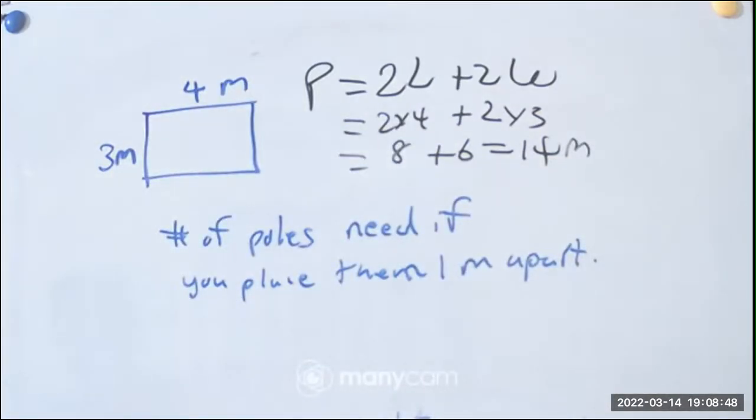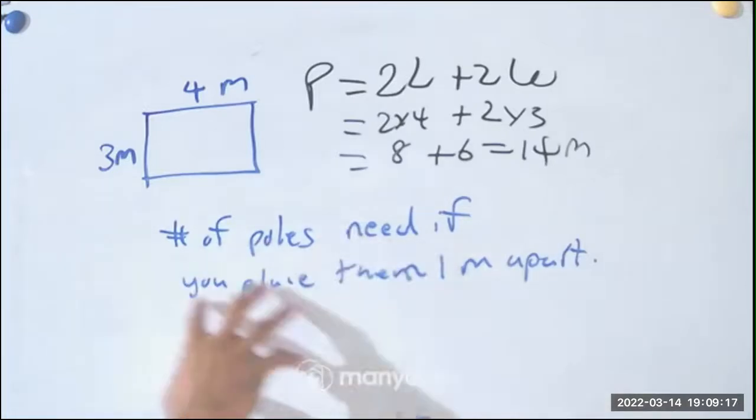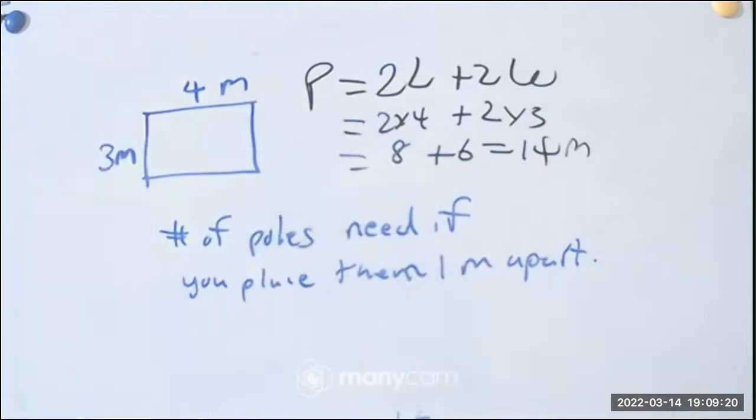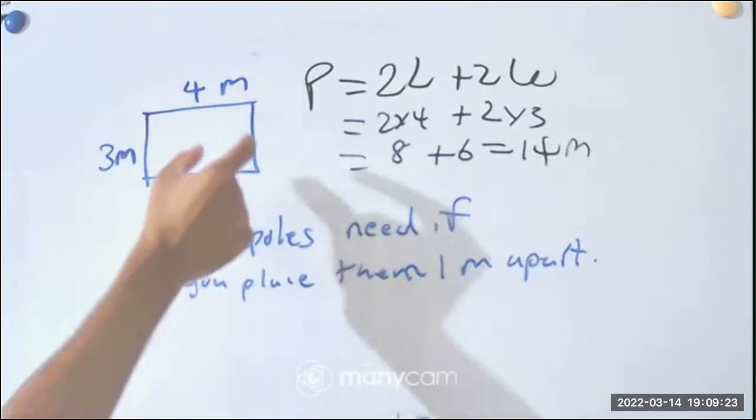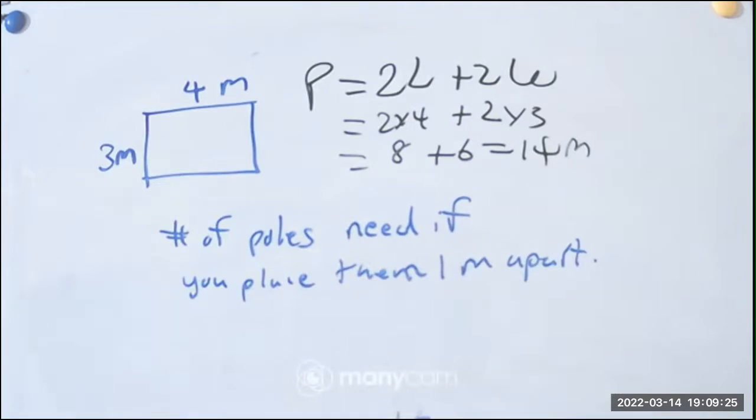Now, if we are placing poles 1 meter apart, how would I determine that? So I know the length around this shape is 14 meters, but suppose I wanted to place poles 1 meter apart, what would be the process involved for me doing that? Do you have any idea? You could message. So you could repeat that. If I want to find the number of poles needed to put around this plot, if you are placing them 1 meter apart, how many poles would you need? How would you determine that?